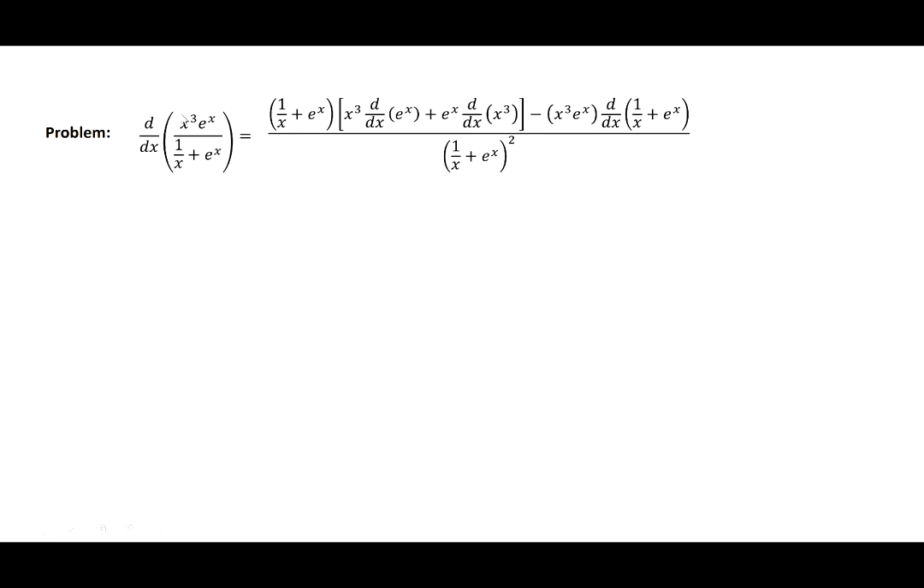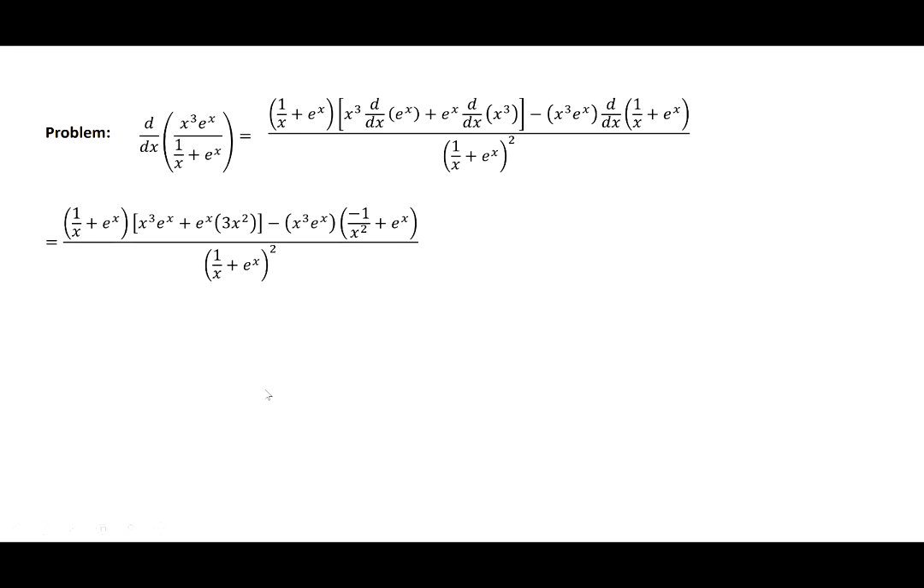High d low, top x cube e to the x, numerator, times the derivative of the denominator. I didn't even figure out what the derivative of the denominator is. Just wrote down derivative of the denominator over the square of the denominator. Cool. On purpose I picked a slightly harder problem. I could have picked something like, hey, what's ddx of x over e to the x? But I did not. Here is the idea.